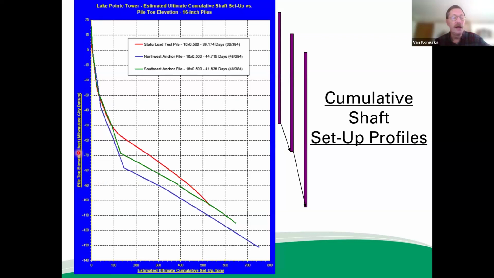So now we're back to looking at pile toe elevation versus cumulative setup. So let's just look at the blue line. Again, that's the northwest anchor pile. We would expect that had we stopped that pile at an elevation of, these are hard to read for you, I understand, sorry, at an elevation of minus 80, we would have expected it to set up approximately 150 tons. And if we'd stopped at an elevation of minus 90, we would have expected it to set up approximately 300 tons, and so forth. And at its full depth, it's set up 750 tons.